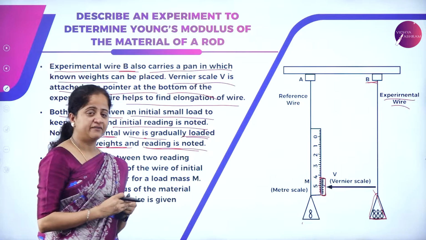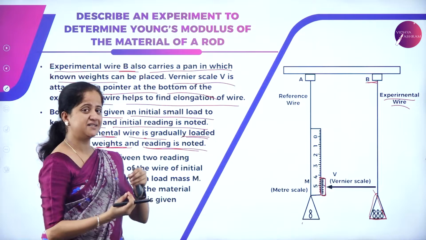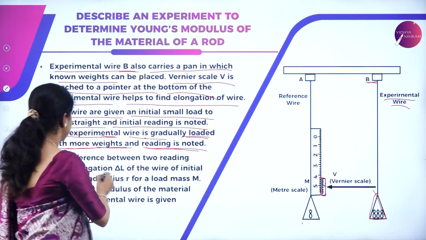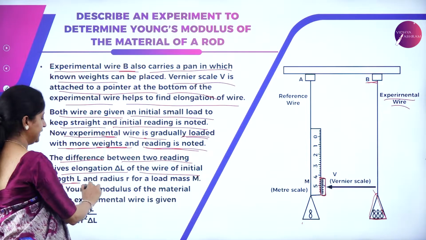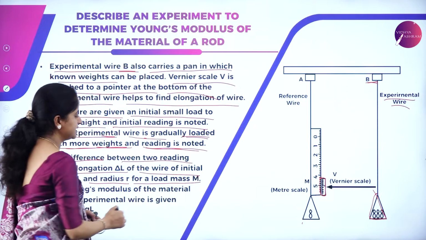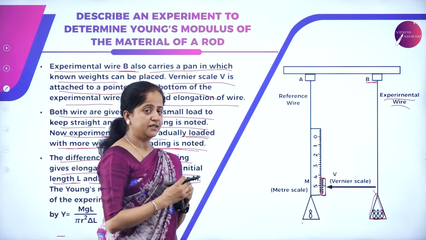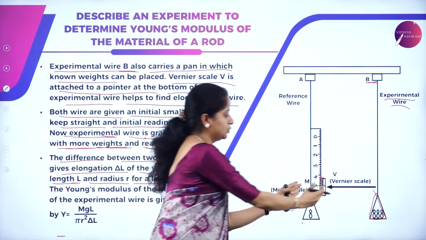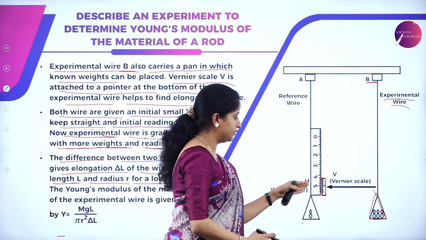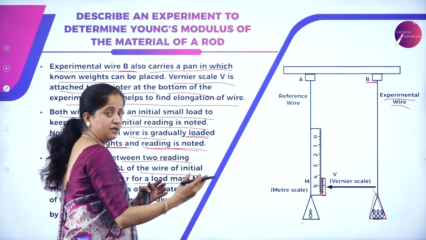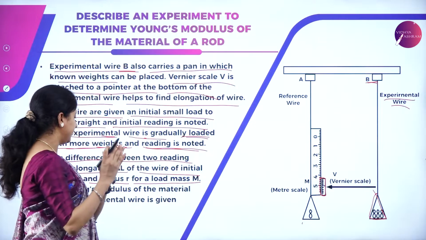Which means as we keep on increasing the load on the experimental wire, there will be a small change in the length and those readings are noted. The difference between two readings gives the elongation delta L of the wire of initial length L and radius r for a load mass M. What happens if we take the readings gradually as we increase the load? It gives us the difference between these two readings, correct? Because as the load increases, there will be an elongation produced in the wire. Taking the difference of the initial reading and the reading after the load is added gives the elongation.